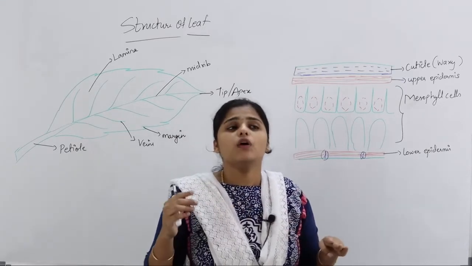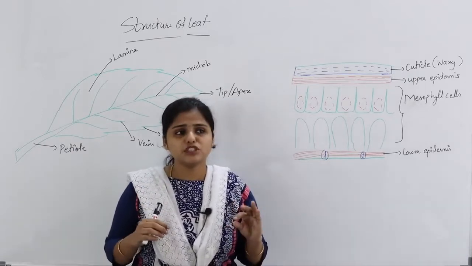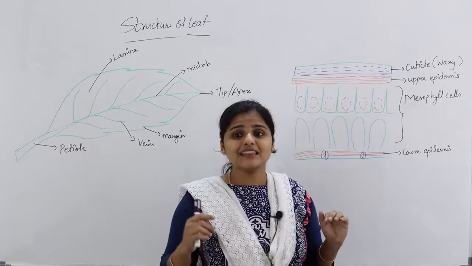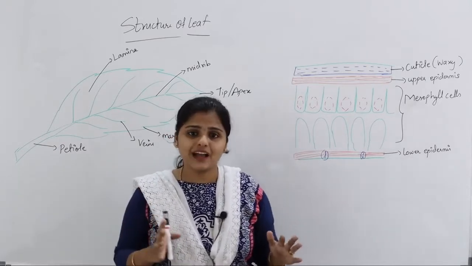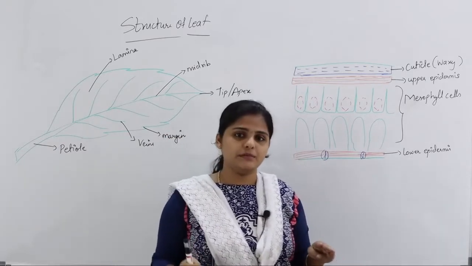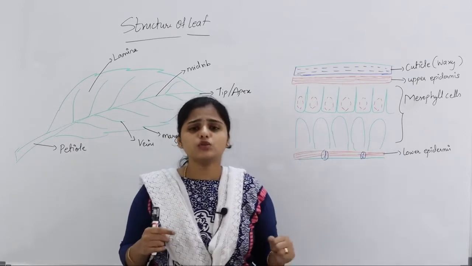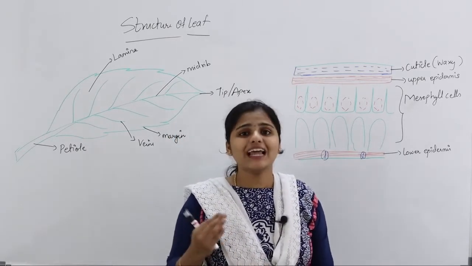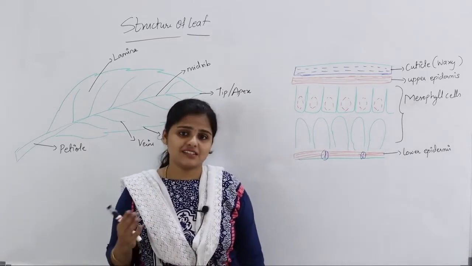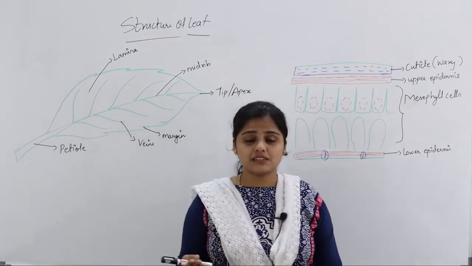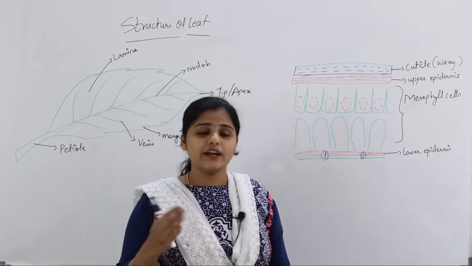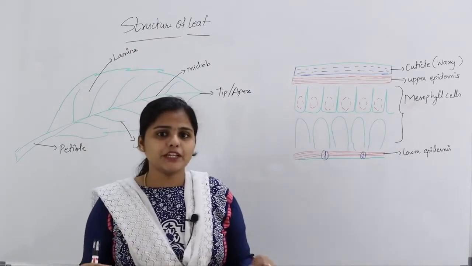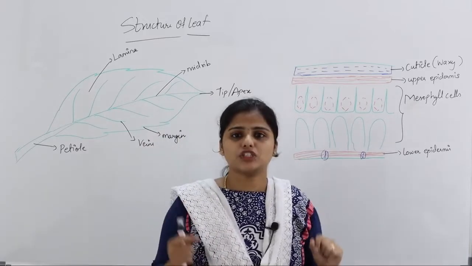Now when I talk about the lower epidermis, the most important point is that there is a large amount of stomata in the lower epidermis. As we have gone through the topic, you all know what is stomata. Stomata is a part which will help in exchange of gases and water, especially gases like carbon dioxide and oxygen. Now first I'll explain the external structure of a leaf.